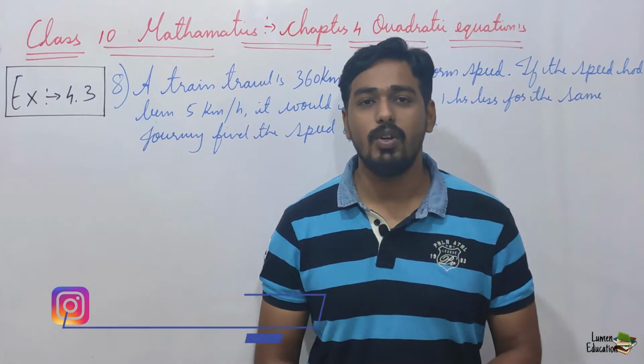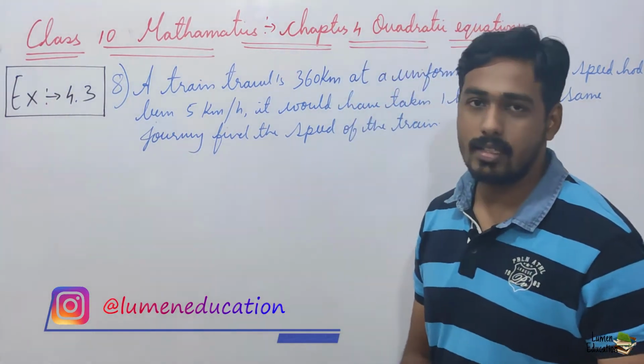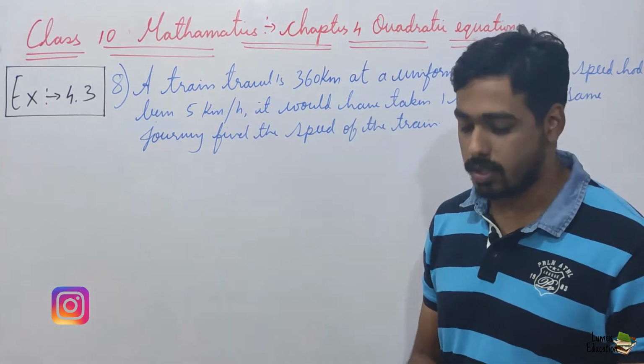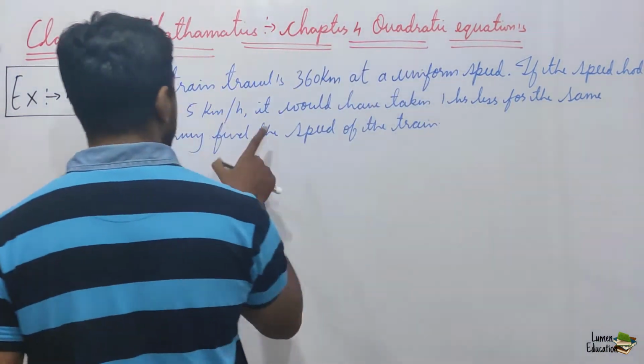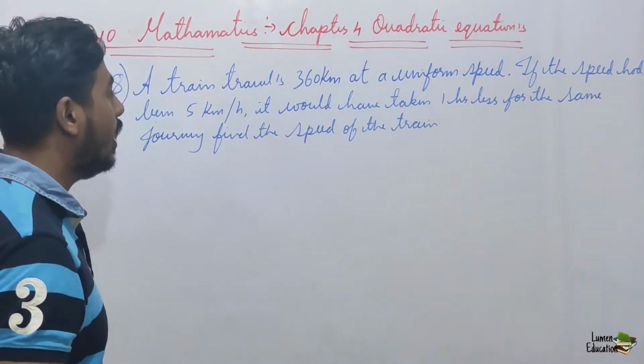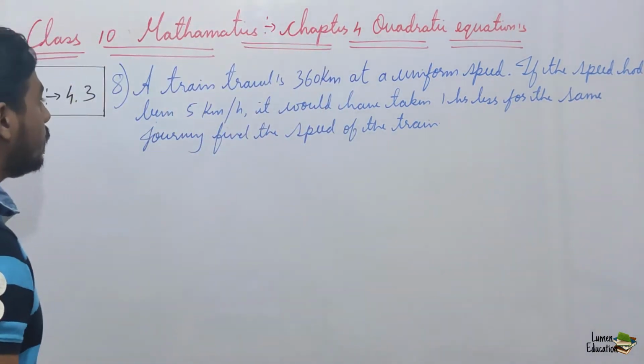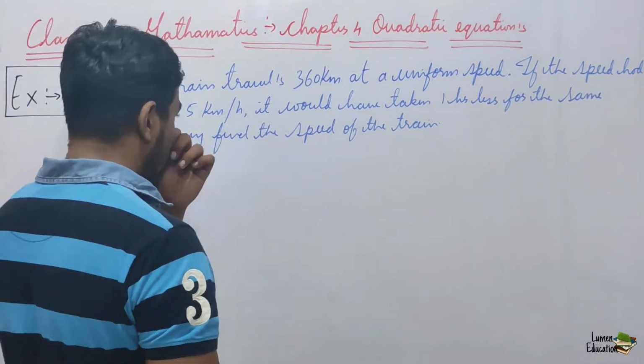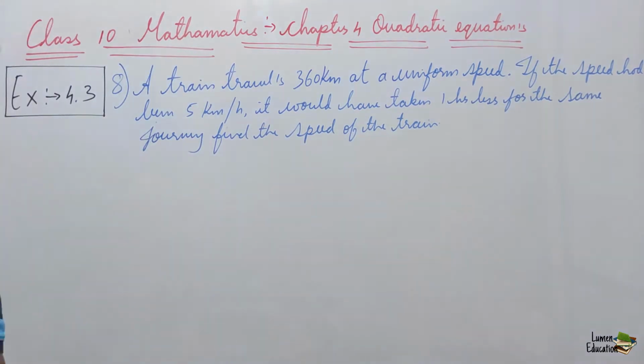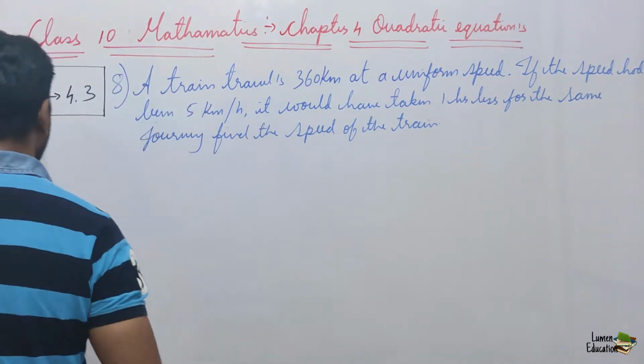I welcome you all to Lumen Education, and in today's session let us study exercise 4.3 question number 8. The question is, a train travels 360 km at a uniform speed. If the speed had been 5 km per hour more, it would have taken 1 hour less for the same journey. Find the speed of the train.